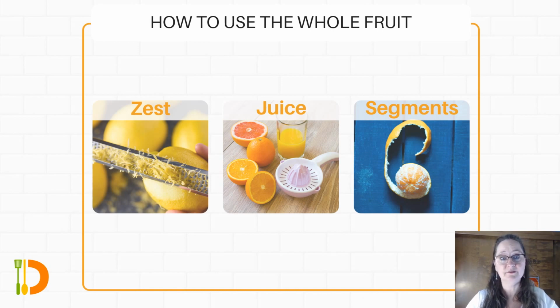The juice can be used in marinades, salad dressings, sauces, smoothies, and as a beverage. Citrus segments, which describes the pieces of citrus fruit without any skin or white pith, can add pops of brightness to a dish with a natural combination of sweet and sour flavor. Now let's look at how to properly segment citrus.